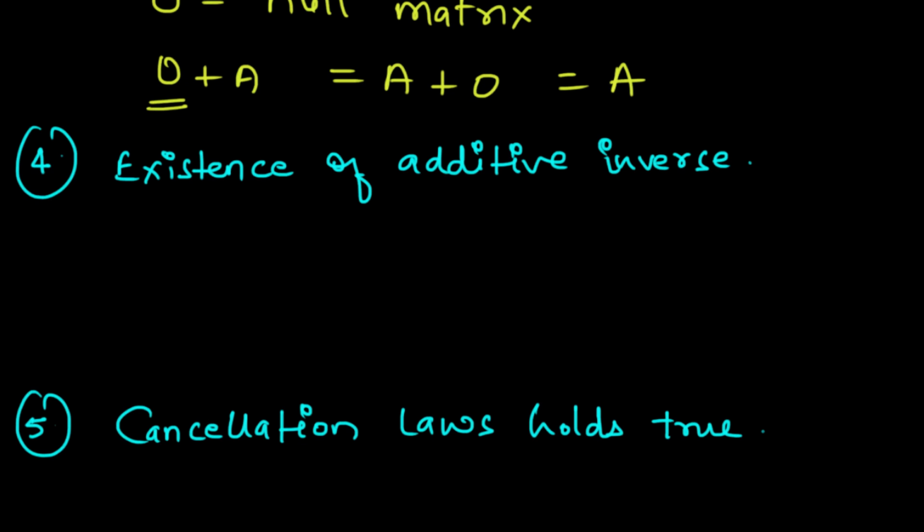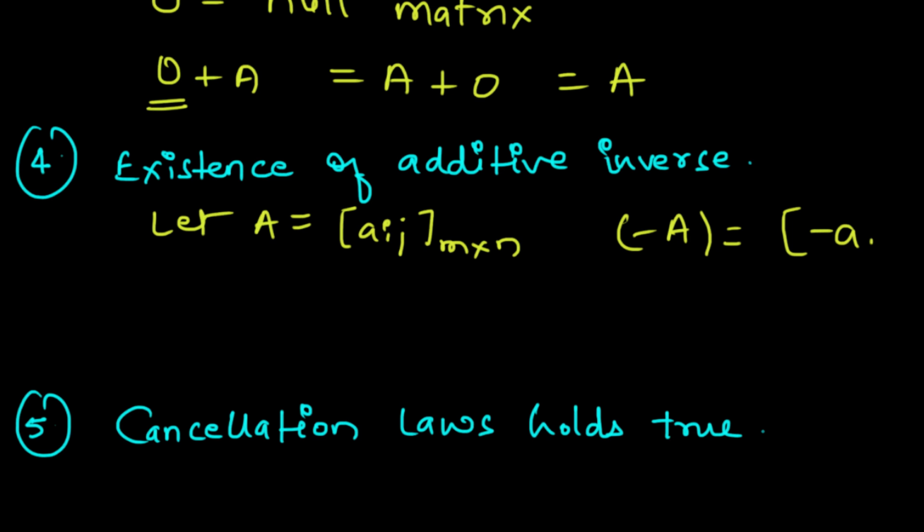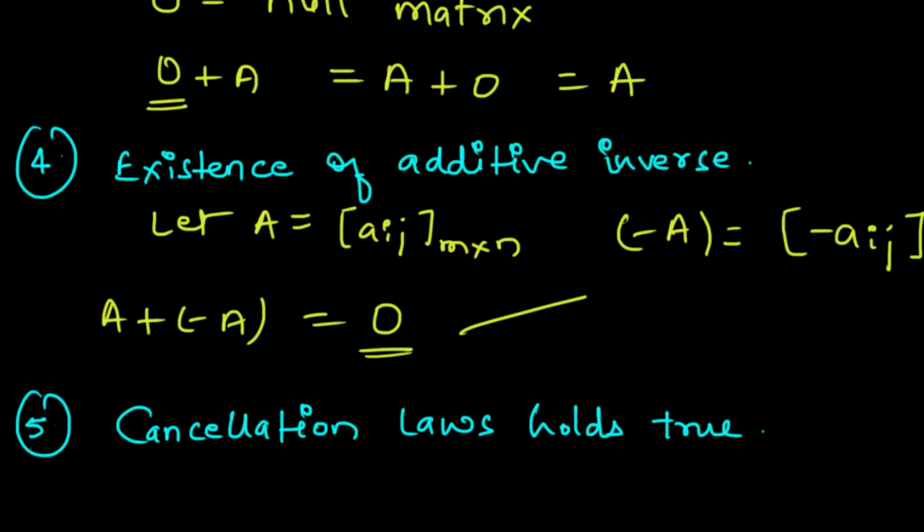Additive inverse. Suppose we have some matrix A, which we define as Aij, having a dimension of m cross n. Suppose we define a new matrix minus A as minus Aij. So we are just negating each and every element of A. Now if we add A and minus A, we will get a null matrix. Each and every element cancels out the other. So minus A in this case is called the additive inverse of matrix A.